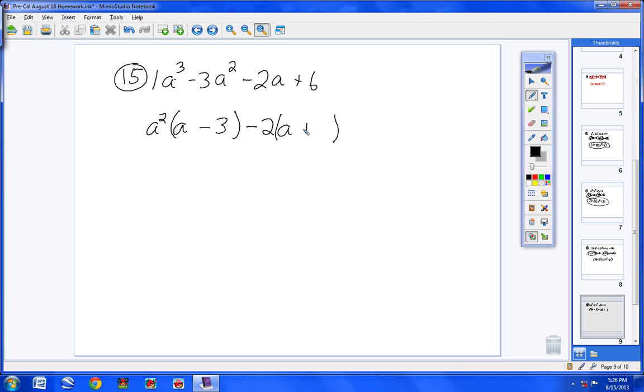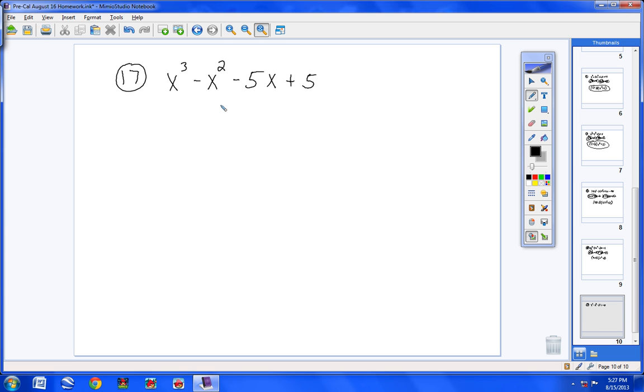Some of you probably want to put a positive 3, but think about that. A negative 2 times a positive 3 would give you a negative 6. And you have a positive 6 up here. So how about this? A negative 2 times a negative 3. A negative 2 times a negative 3 gives you a positive 6. And now your parentheses match. A minus 3. Write that matching parentheses one time. And then we have a squared minus 2 left over. A squared minus 2. Hey, one problem left, and we're finally done with our homework. So that's good. All right, number 17.